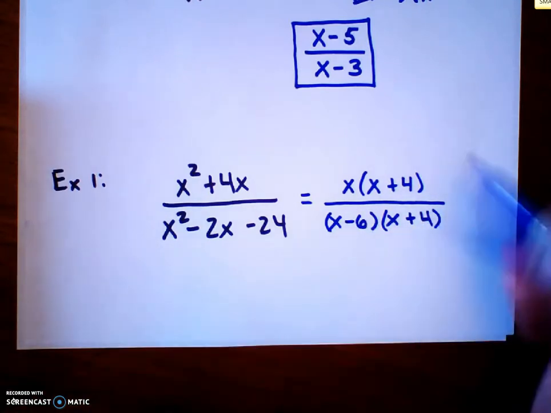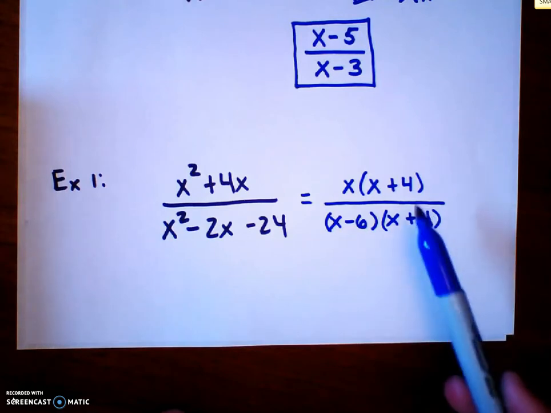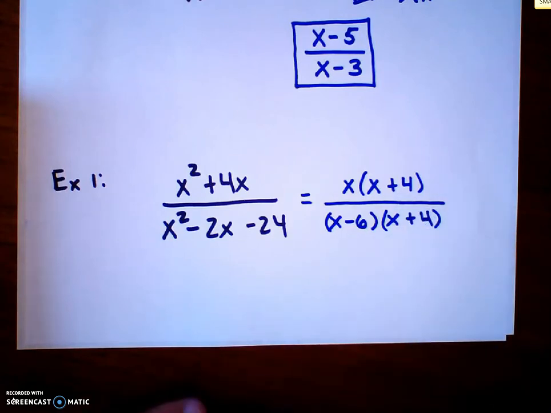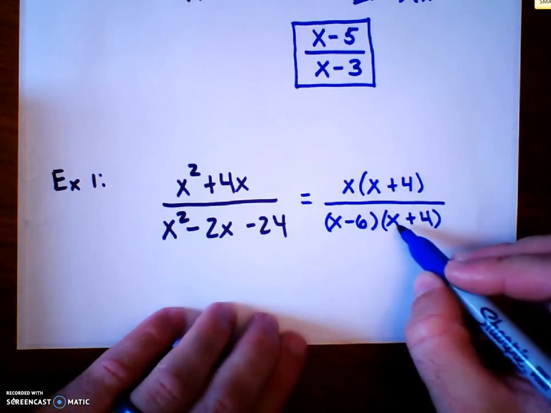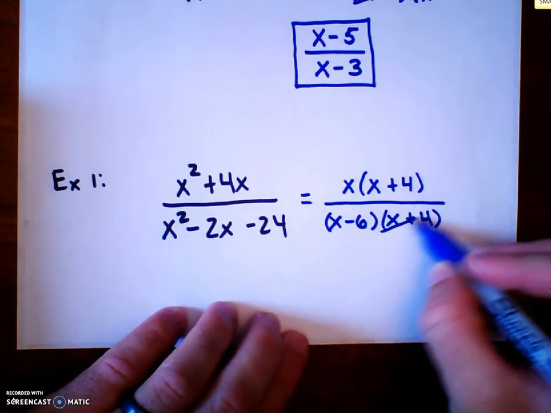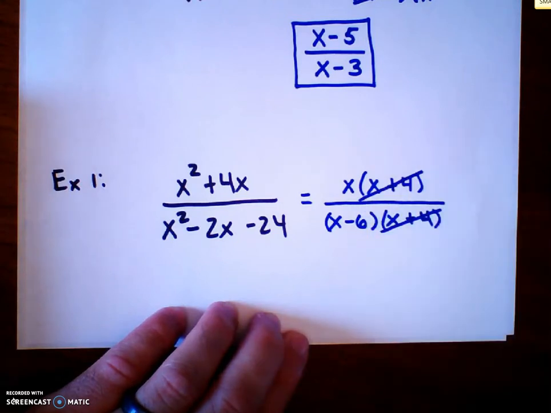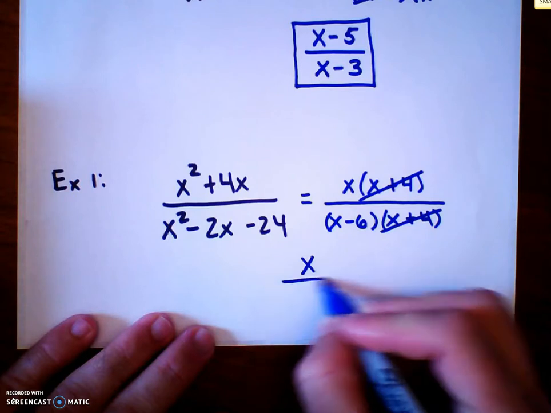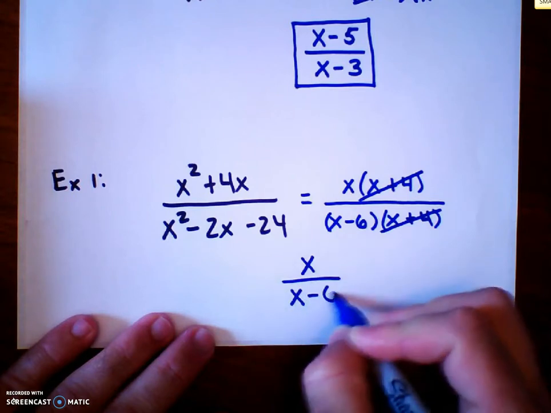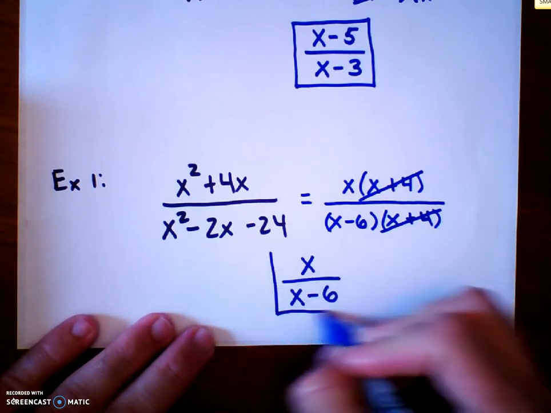And you're kind of looking for things to cancel. I mean, there are times where things will factor and nothing cancels, but more often than not, when you factor, you're going to have something in common. If you notice these x plus 4s are the same, you can cancel them. And the only thing that's left over is the x on top and the x minus 6 on the denominator. And that is your answer.